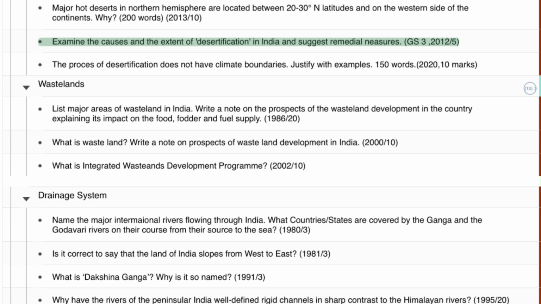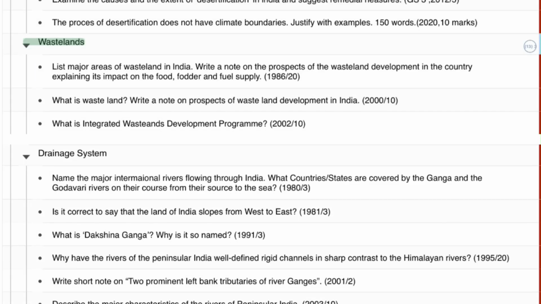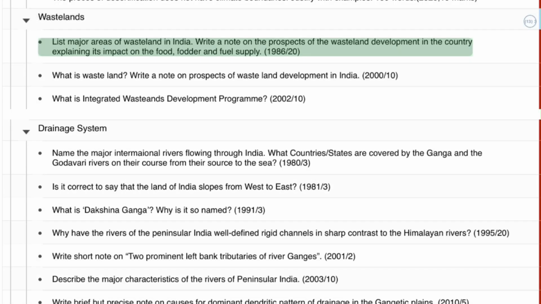GS3, 2012, 5 marks. The process of desertification does not have climate boundaries. Justify with examples. 150 words. 2020. Marks. Wastelands. List major areas of wasteland in India.